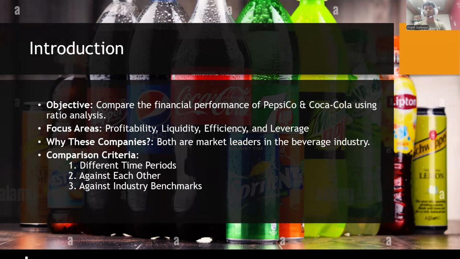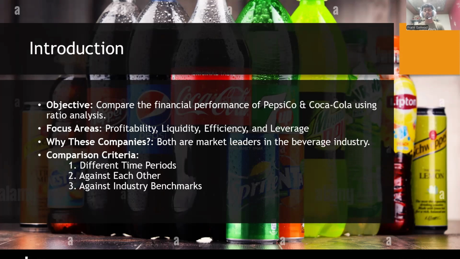Why did we choose these two companies? Well, both PepsiCo and Coca-Cola dominate the global beverage market, making them ideal for comparison. They have similar product offerings, but different business models, which gives us deeper insights into their financial strengths and weaknesses.